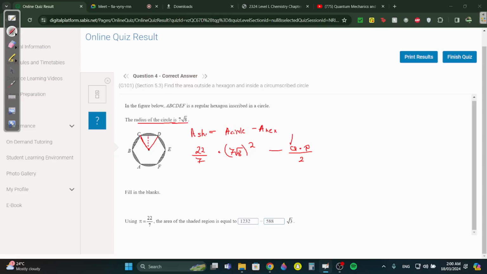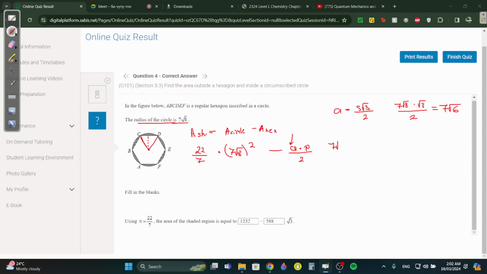Can I find the apothem if I have the side? Yes, I can. The apothem is s radical 3 over 2, remember? So 7 radical 8 times radical 3 over 2. Let me make sure. 7 radical 8. Yeah, you get 7 radical 6 as your apothem.